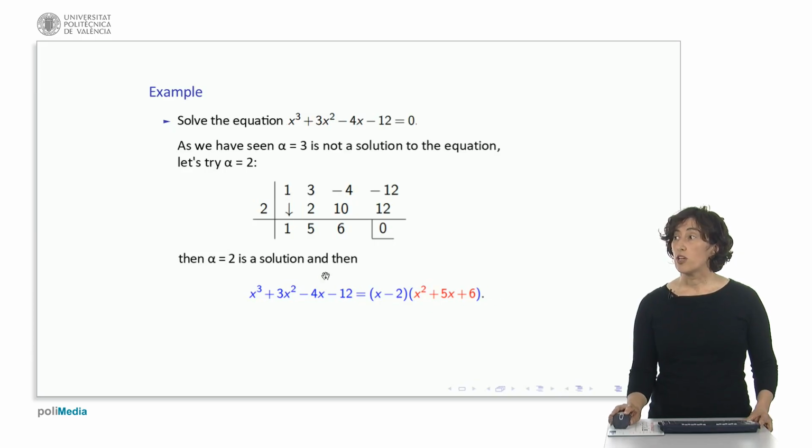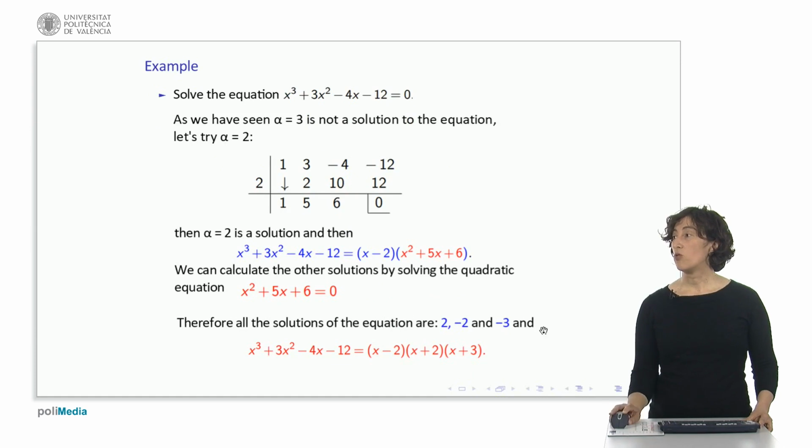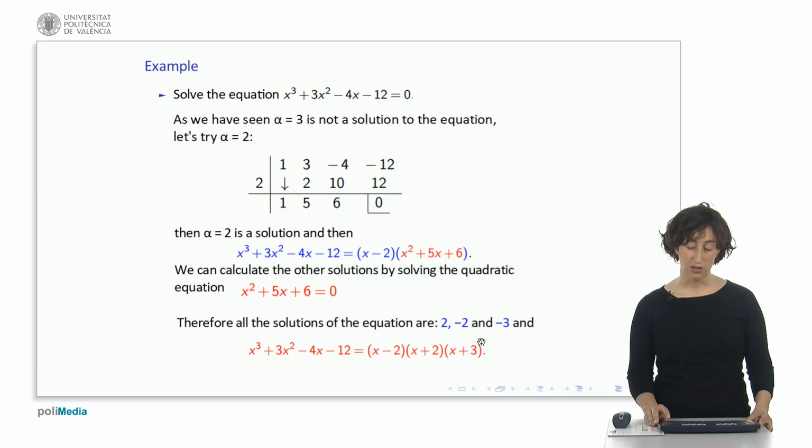Then, if I want to continue finding roots of this polynomial, I only have to solve this quadratic equation since x equal to 2 has already been found. I solve the quadratic equation and obtain that the solutions are minus 2 and minus 3, apart from the 2 that I have found before. That is, the polynomial is written as x minus 2 times x plus 2 times x plus 3. And I already have the 3 solutions of this equation.